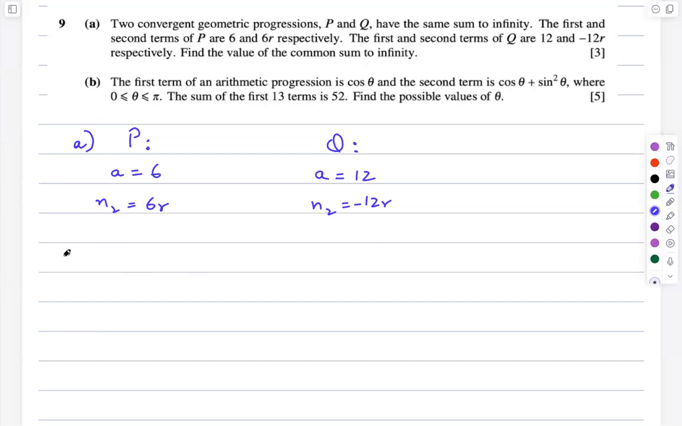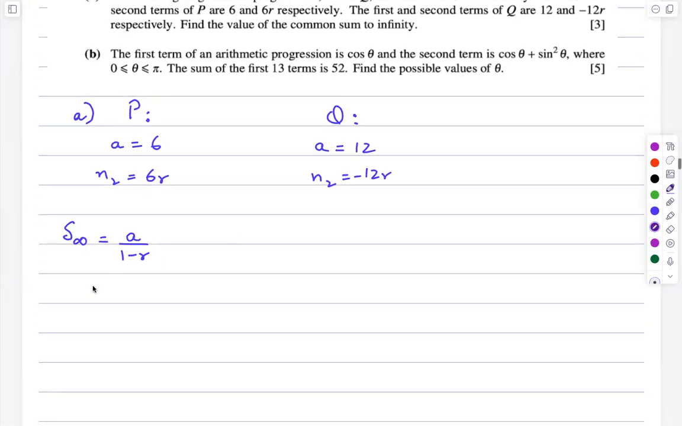Now the formula for sum to infinity is a upon 1 minus r. So r is given by dividing two consecutive terms. So for P, the common ratio will be 6r upon 6, which equals r, and for Q, the common ratio will be the second term divided by the first term, which equals minus r.